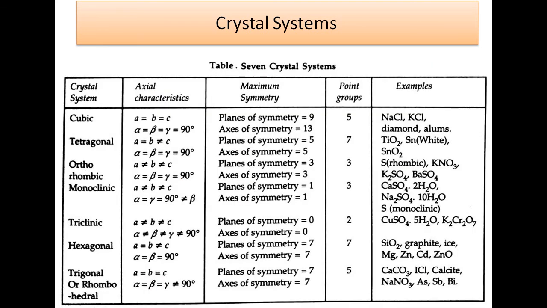Now, these systems along with their various characteristics are shown in this table. In the cubic system, all the edge lengths are equal and all the angles are equal to 90 degrees. In tetragonal, we have a equal to b not equal to c, and all the angles equal to 90 degrees. In orthorhombic, all the edge lengths are different and all the angles are equal to 90 degrees. So various possible geometries and shapes give us the 7 crystal systems.